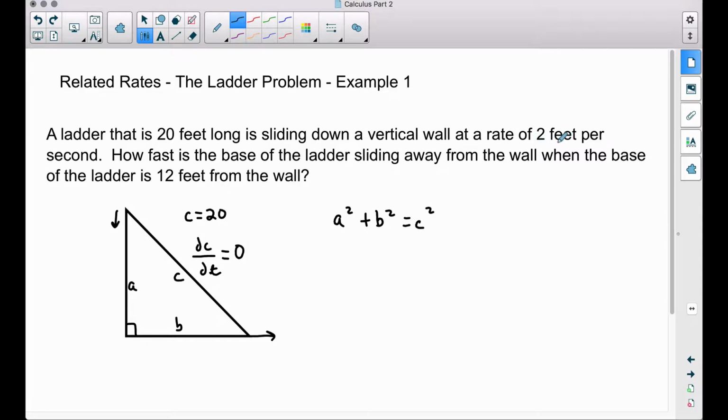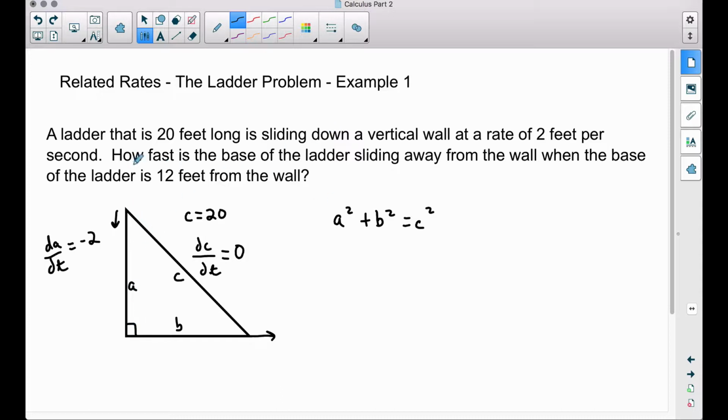Now what about this 2 feet per second? The ladder is sliding down a vertical wall at a rate of 2 feet per second. So the ladder is going down. The rate of change of A, the vertical distance from the top of the ladder to the ground, dA/dt, is going to be equal to negative 2. Very important to use a negative there because it is sliding down the wall. This length is getting shorter.